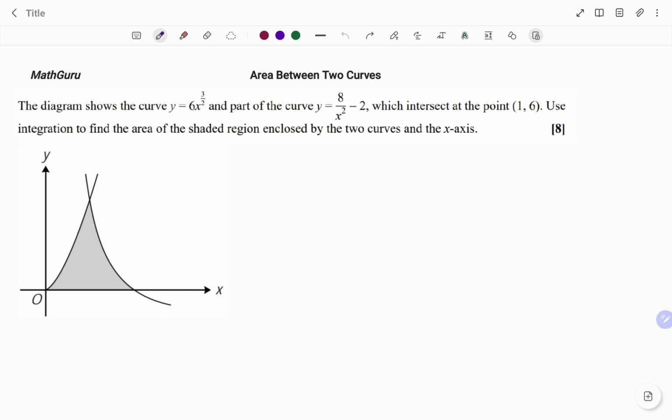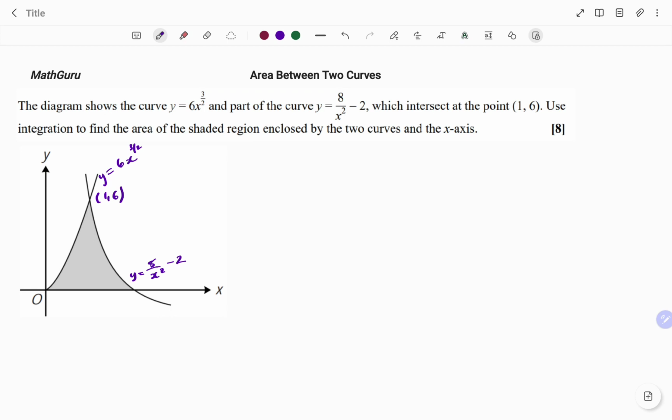I'm going to start by labeling my graph. We have the first curve, which has an exponential increase. We have that as y equals 6x to the power of 3 over 2. And the second curve, we have that as y equals 8 over x squared minus 2. To find the area between the two curves, we've been told that both meet at point (1, 6). So the point of intersection is (1, 6).